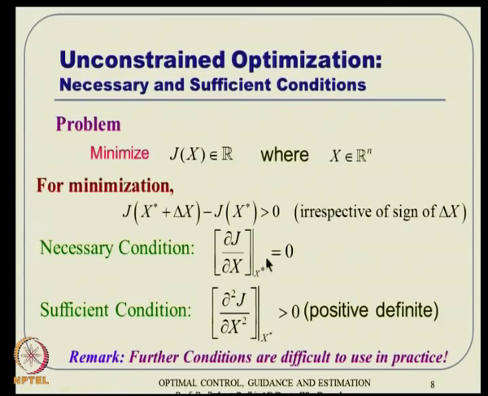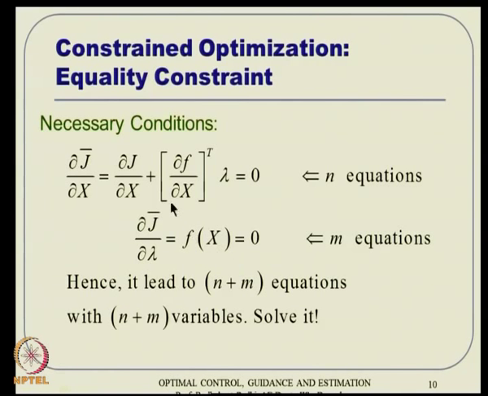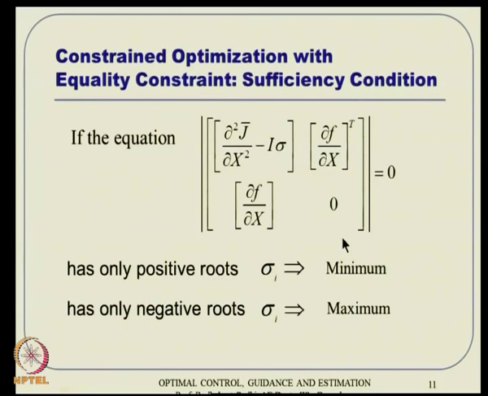Then we can go back and apply the necessary condition in that setting: del J bar by del x has to be 0, and del J bar by del lambda should also become 0 simultaneously. This leads to n plus m equations in n plus m variables, so it is possible to solve them together. After we solve, we discard lambda and take x star. Then we had a sufficiency check, if you want to do it. We formulate a matrix, take the determinant, set it equal to 0, and solve for roots. If this equation has only positive roots, it leads to a minimum, and if it has only negative roots, it leads to a maximum.